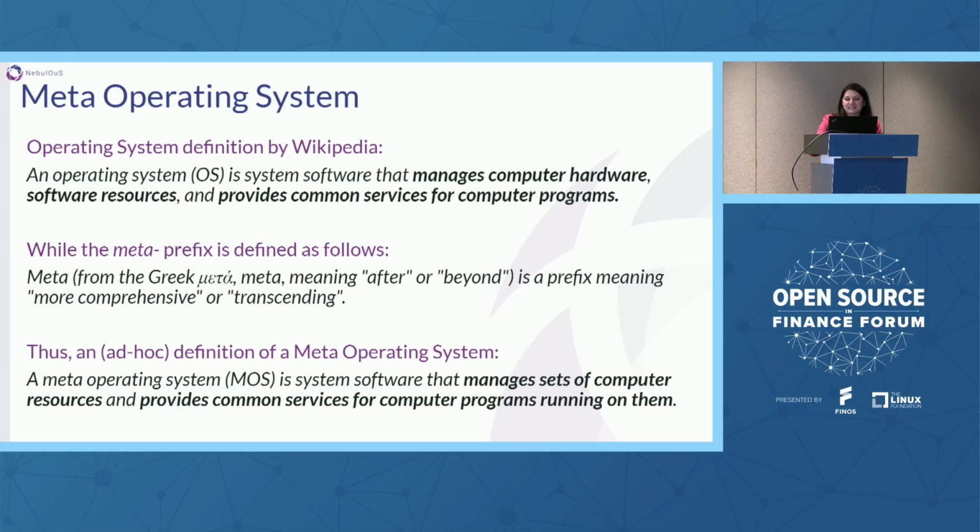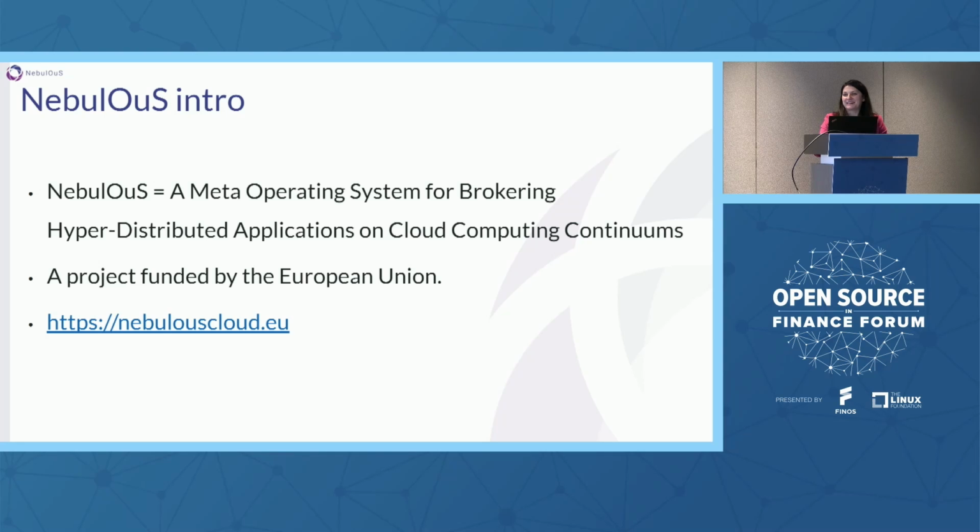A meta operating system is system software that manages sets of computer resources and provides common services for computer programs running on them. So this is more than a normal operating system. That's why, and this is the consequence, we have a meta operating system for brokering hyper-distributed applications on the cloud computing continuums. This is a long sentence, but it helps in understanding what NebulOuS is. It is mainly a platform, and we're developing it. But it is very important to understand what this short name means, which no one here knows, I suppose. That's why I started by explaining what it is.